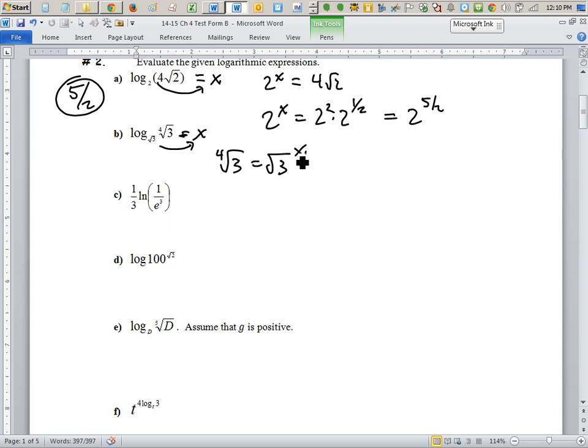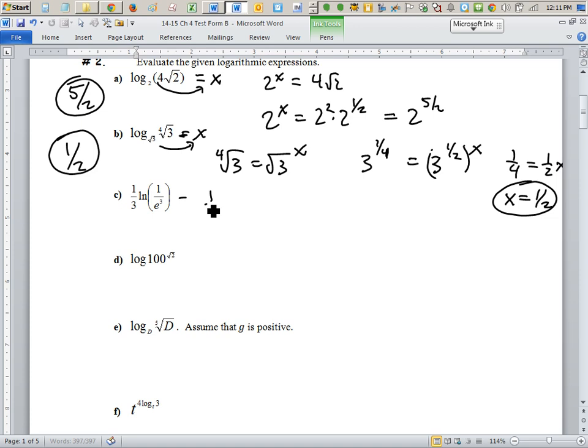But if you write the left side as 3 to the 1/4, and you write that rad 3 as 3 to the half, this question is not that complicated. 1/4 is half of x. So multiplying by 2, we get 2/4, so x is a half. So just put half here.